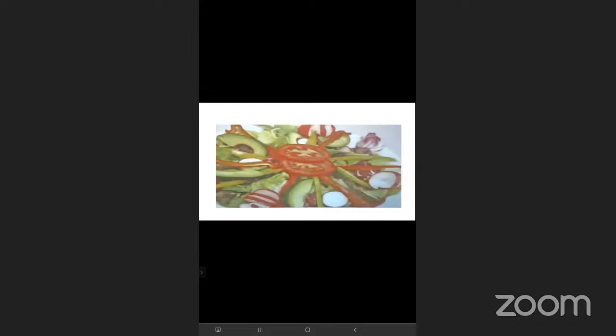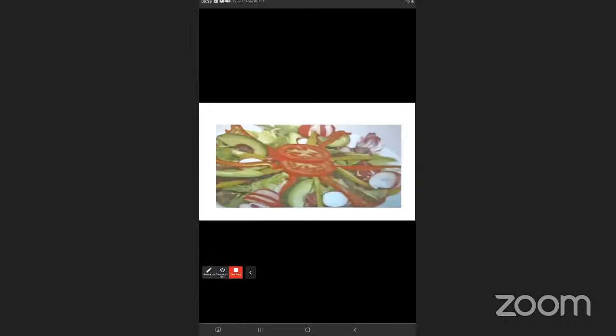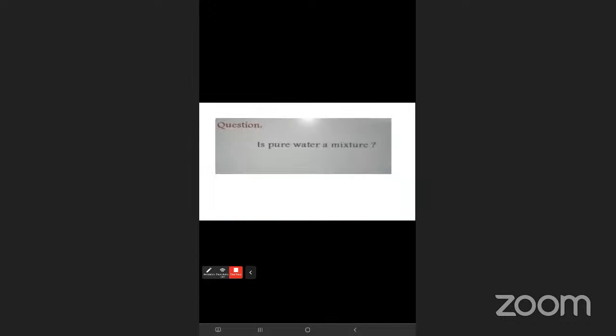This is a mixture. And here this is salad. Salad, oil in water, sand in water. Yes, all these are heterogeneous mixtures. We can separate them by physical process. Now we can separate all these vegetables or fruits. So all these are heterogeneous substances.